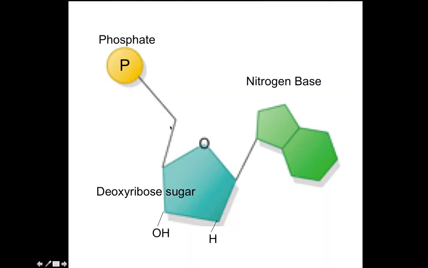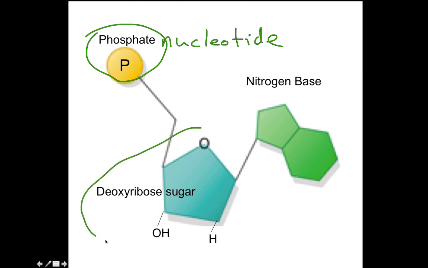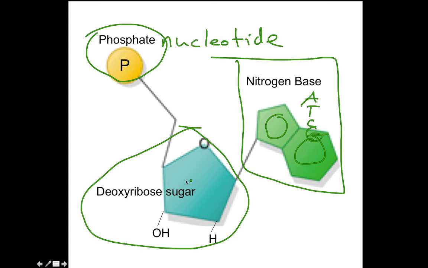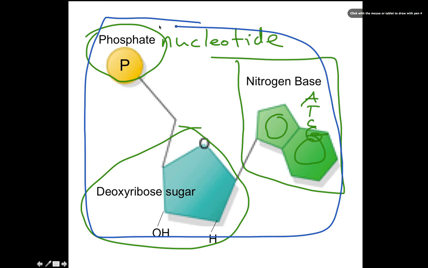This is a nucleotide. Okay, so we have our phosphate, our deoxyribose sugar, and the nitrogen base. The nitrogen base here, you see how there's one ring and two rings. Sometimes nitrogen bases have one ring, sometimes they have two rings. It depends on what specific base it is. So this base over here will either be an A, T, C, or G. But no matter what, it's going to be the exact same deoxyribose sugar and the exact same phosphate, all to make up this whole thing that is a nucleotide.